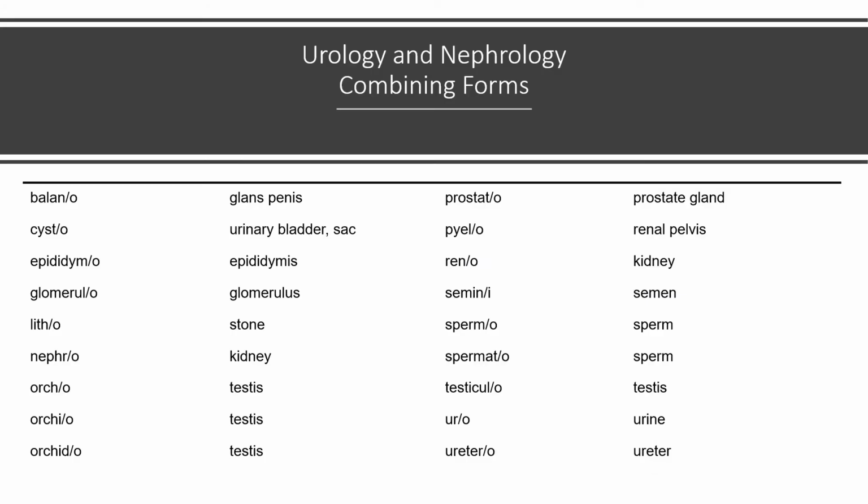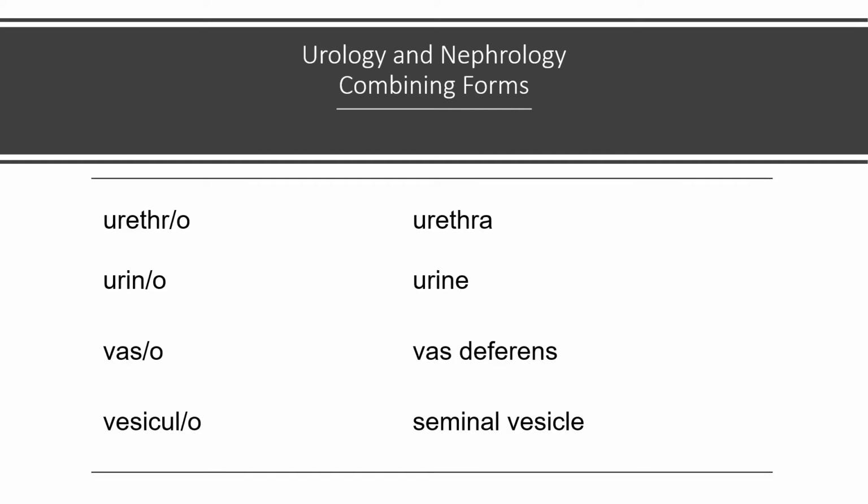Okay, I'm going to pronounce some urology and nephrology combining forms. You can see the definitions right next to them here, and I just want you to learn how to pronounce them. Balano, cysto, epididymo, glomerulo, litho, nephro, orcho, orchio, orchido, prostato, pyelo, reno, semini, spermo, spermato, testiculo, uro, uretero. Here are a few more, and again, the definition is right next to them. Urethro, urino, vaso, vesiculo.